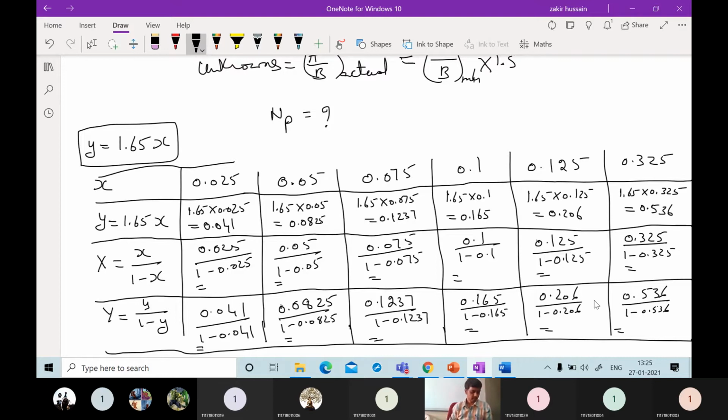Yeah, please try to tell these values. What are these values? Capital X values, sir. 0.0256. Okay. 0.052. Okay. 0.081. Okay. 0.111. Okay. 0.1428. Okay. 0.481. Okay.